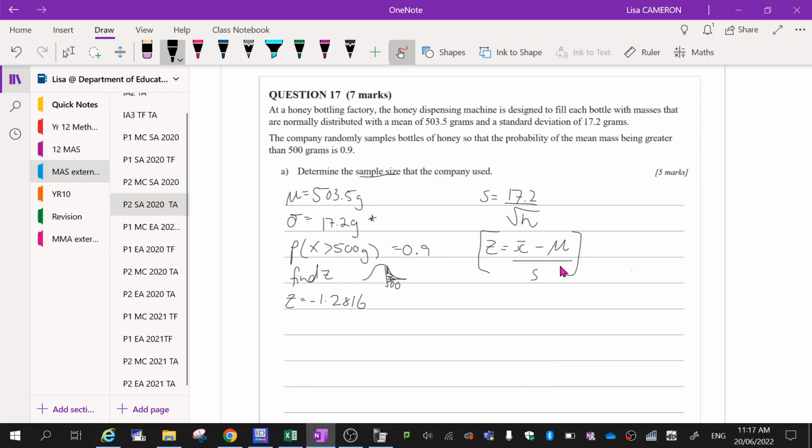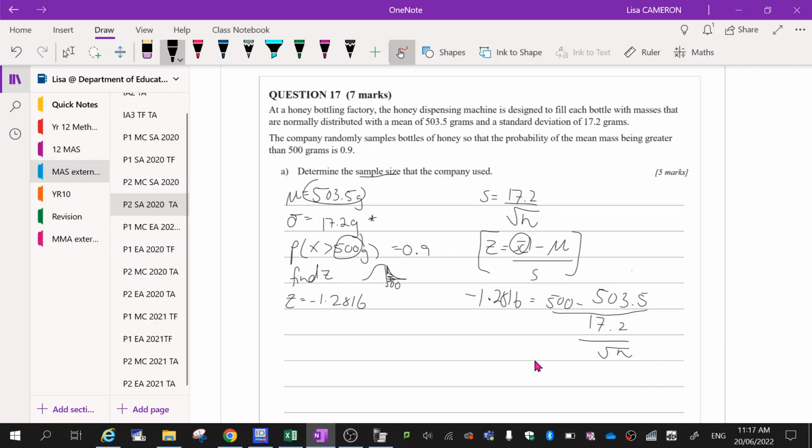All right, so now I'm going to start putting everything together in our formula. So this is the one we're going to be filling in. I now have a z-score. We've got this, which is the 500 that we're testing, minus our population mean here, 503.5, all over our sample deviation, 17.2 over the square root of n.